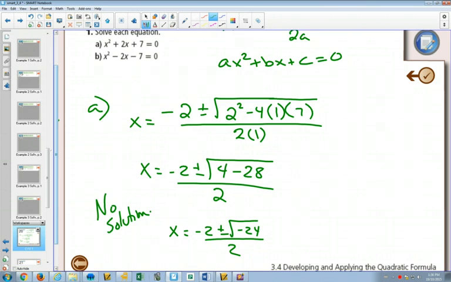So you're going to like questions like this one on a quiz or a test, because as soon as you get to this point, you don't have to do any more math, because there's going to be no solution, because you can't take the square root of a negative.